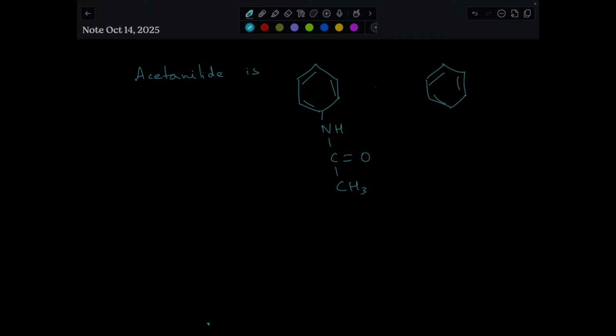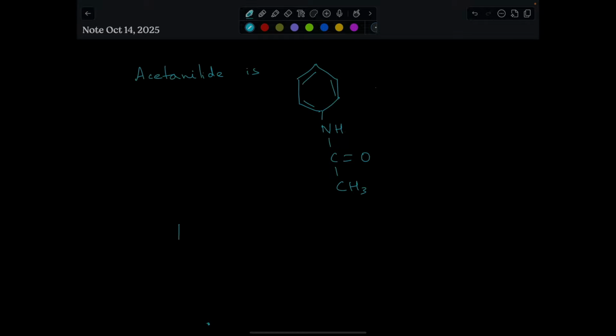So this is a benzene ring, and if I replace one of the hydrogens with an amino group, it becomes aniline. And if I replace one hydrogen of the amino group with an acetyl group, which is COCH3, then I get acetanilide.